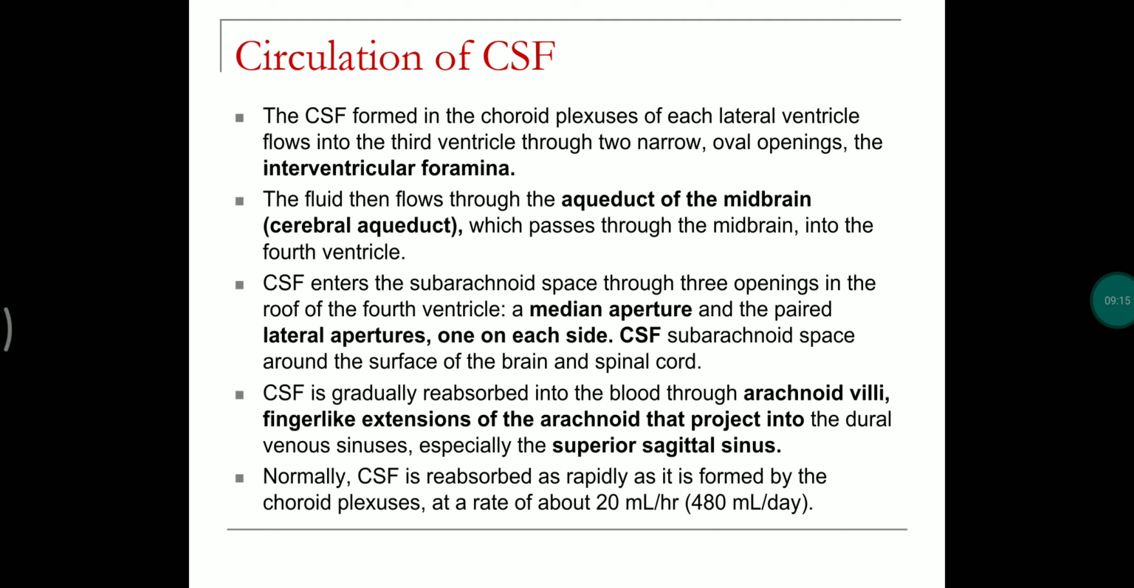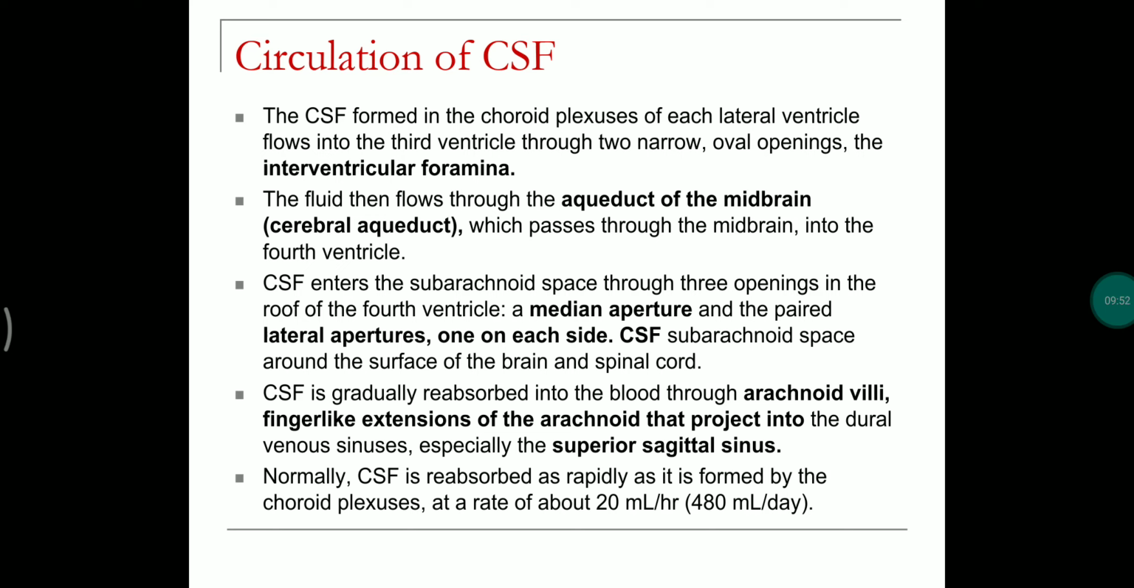Circulation. CSF is formed in the choroid plexus of each lateral ventricle and stored in the ventricles, from where it flows to the third ventricle through an opening called the interventricular foramina. Foramina means opening. Interventricular means between two ventricles, that is, the lateral ventricles. And then the fluid slowly goes into the aqueduct of the midbrain, and then passes into the fourth ventricle.